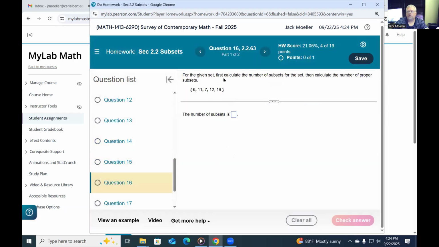So for a given set, first calculate the number of subsets for the set and then calculate the number of proper subsets. All right. So how do you calculate the number of subsets? Well, that's where you use the formula 2 to the n, where n is the number of elements. So there's 1, 2, 3, 4, 5. So n is 5. So the number of subsets is 2 to the 5th, which I think is 32.